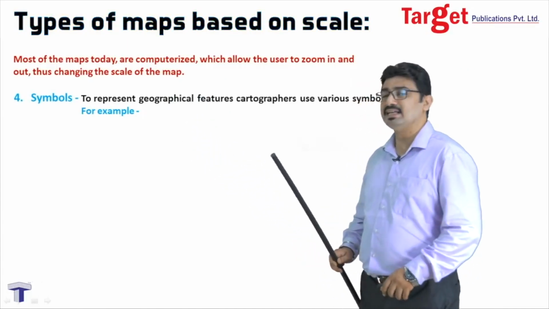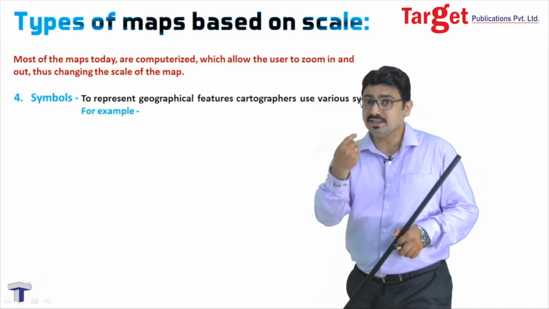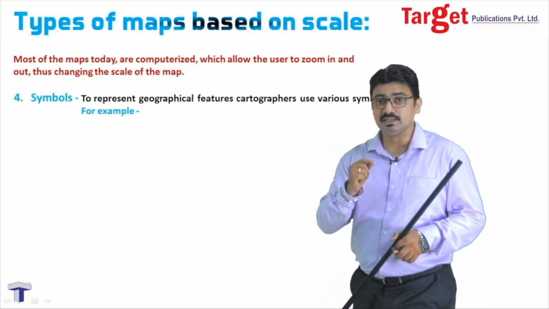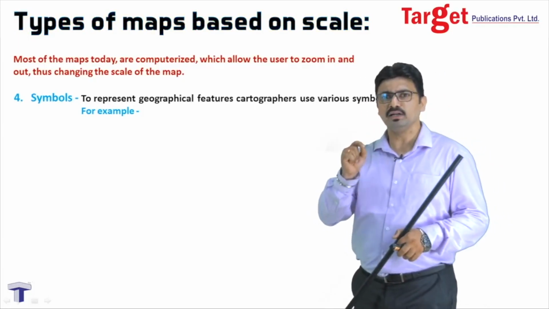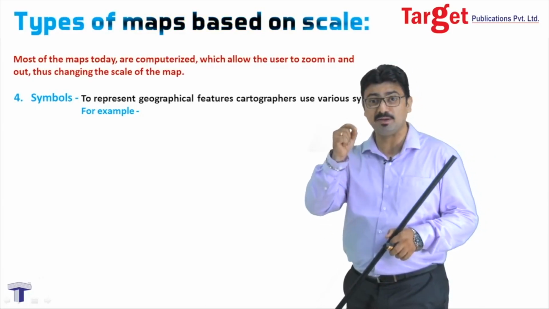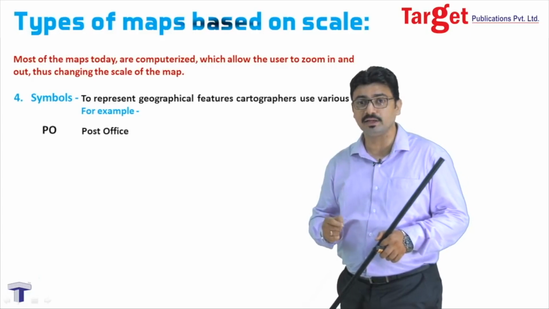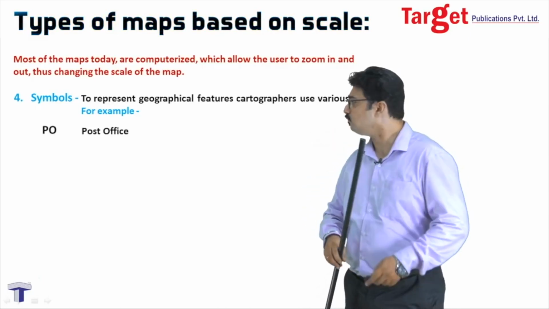So after understanding scale and the different types of maps based on scale, let us move to the next feature, which is symbols. As I said in the beginning, there are particular symbols for particular features to be shown on the map. These symbols have been pre-decided by some authority. So now let us see what are some typical symbols.